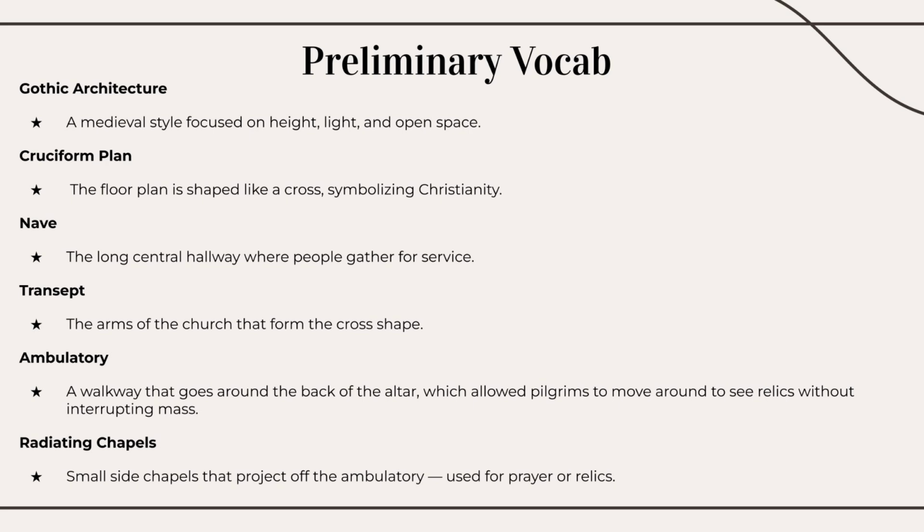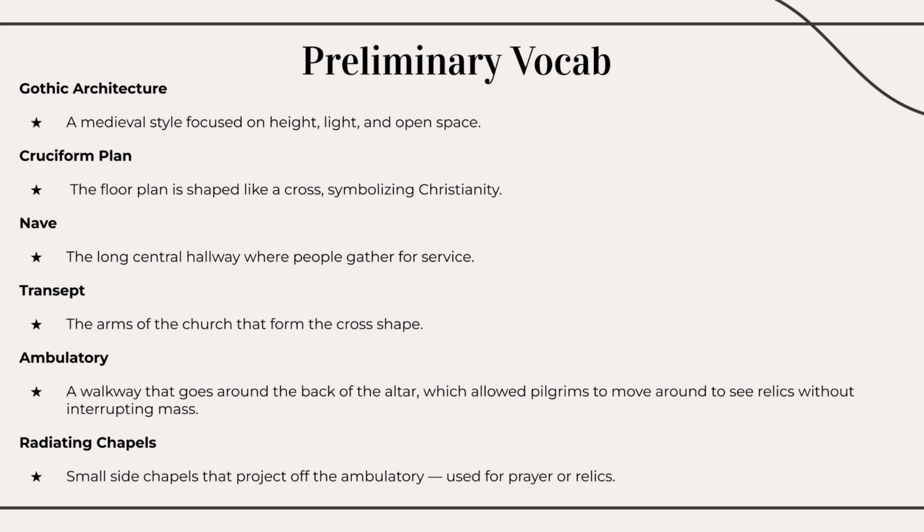The nave is the main hallway, where everyone gathers during services. It's super tall and wide, so when you walk in, your eyes just naturally go up toward the ceiling. Then there is the transept, which forms the arms of the cross and adds space for extra altars and entrances.